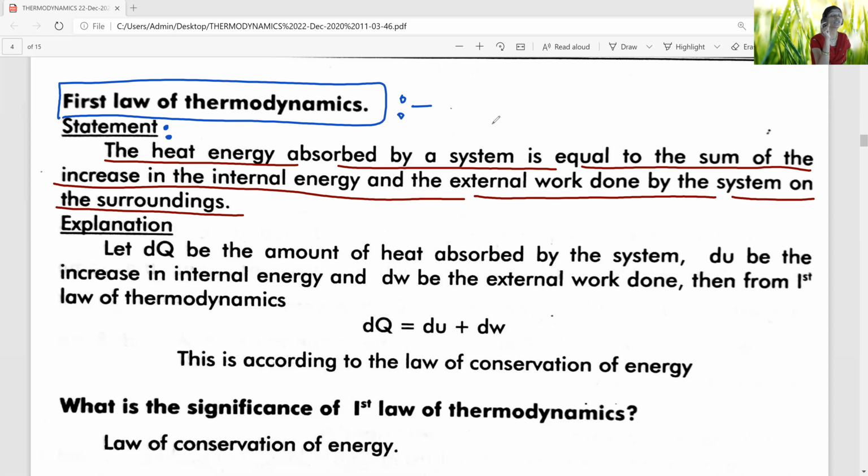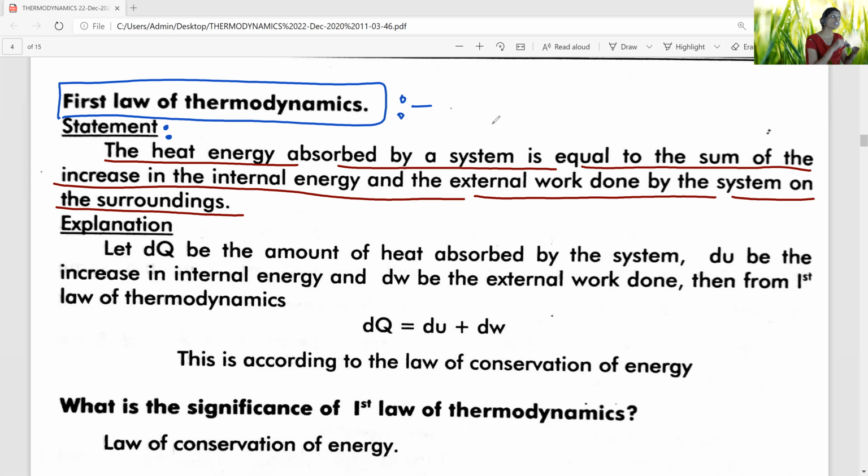I will explain. Let dQ be the amount of heat absorbed by the system, dU the symbol used to represent increase in internal energy, and dW be the external work done. So according to first law of thermodynamics, it is the sum of increase in internal energy and external work done by the system on the surrounding. That is given by dQ is equal to dU plus dW.